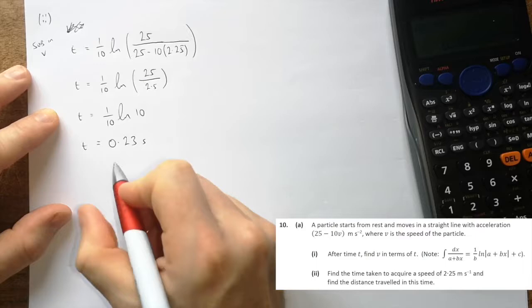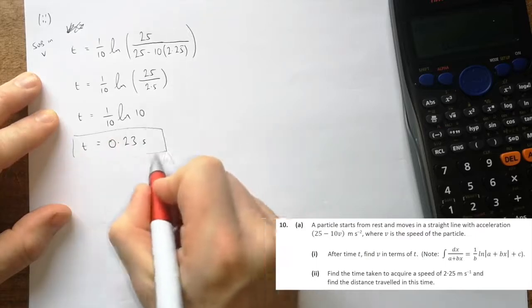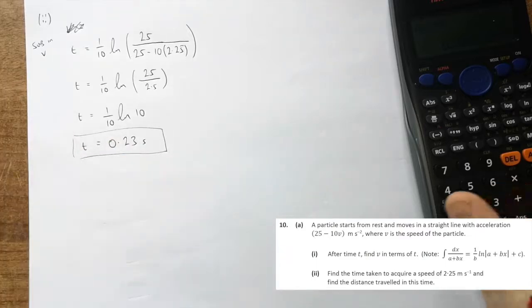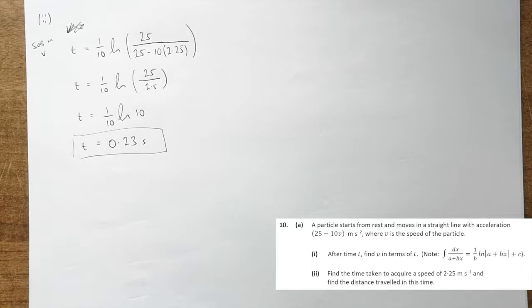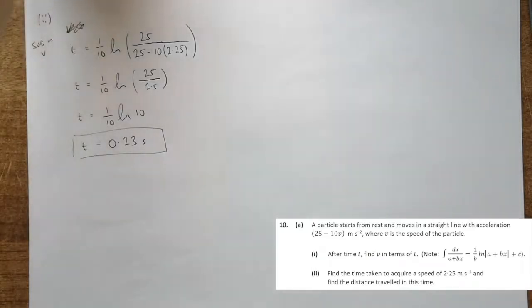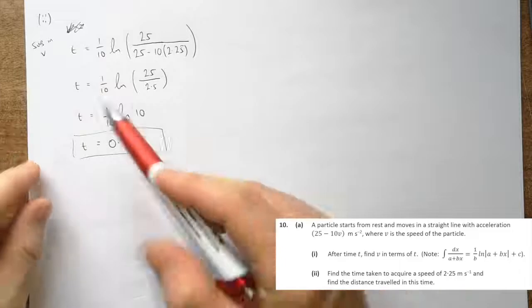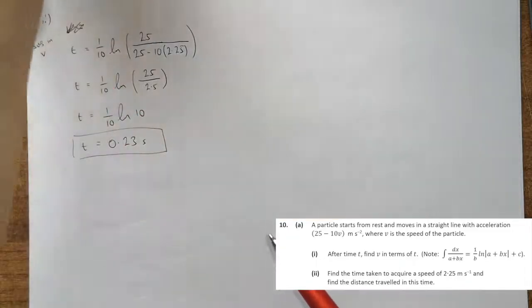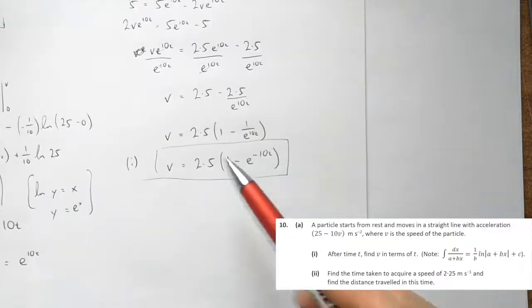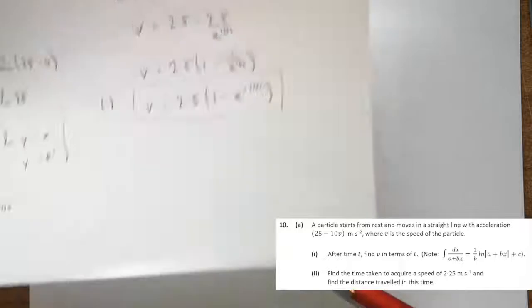0.23 seconds. If they ask for the time, do give it in seconds or minutes or hours or whatever it is. Okay, next we want to do is find the distance. So this is a little bit more work for us. All right, and as we look here, I have my time equation for time, that was fine. But the other equation I have is for velocity, so that's not much good to me.